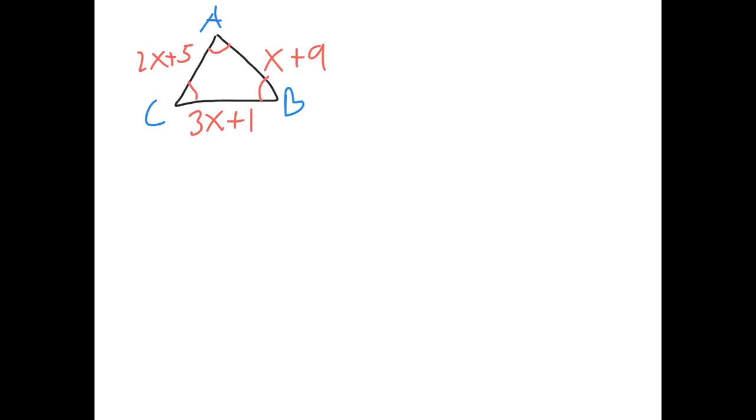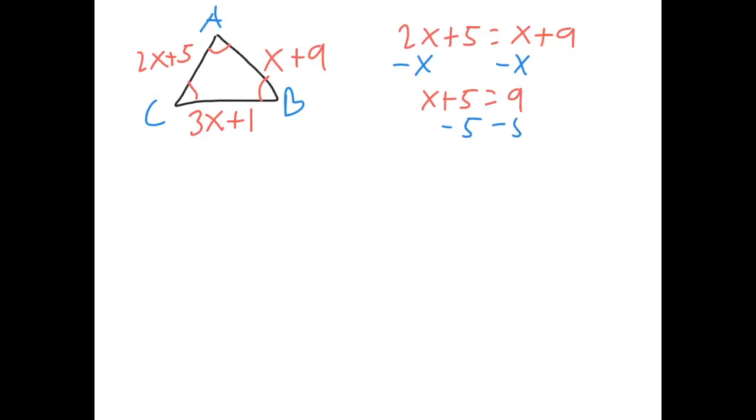So first, let's try to solve for x. Since all these sides are equal to each other, all we have to do is set two of these sides equal to each other, and we can find out what x is. So let's take any two. I'll just take 2x plus 5 and set it equal to x plus 9. And then solve for x. So subtract x from both sides, and that'll give us x plus 5 equals 9, and then subtract 5 from both sides, and that'll give us x equals 4.